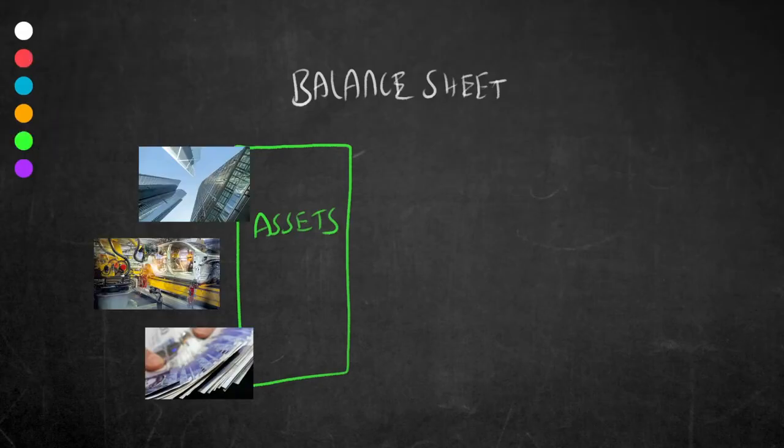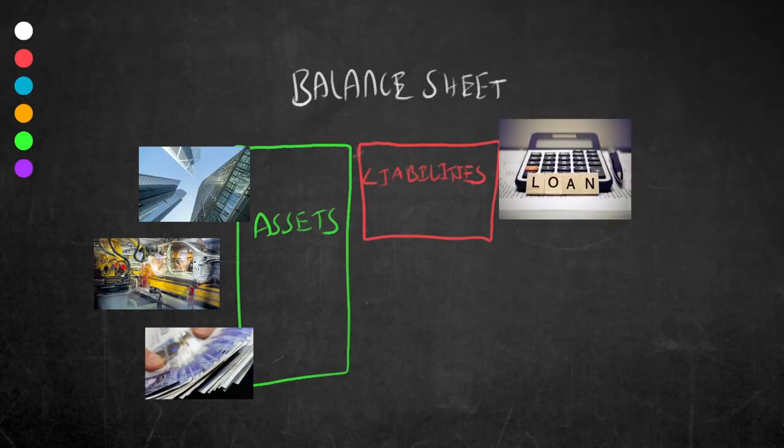Then we have liabilities. Liabilities are what a company owes. For example, a company might owe suppliers for items purchased on credit, or might have debt towards a bank for a bank loan that it took out. That is, anything it owes is a liability.